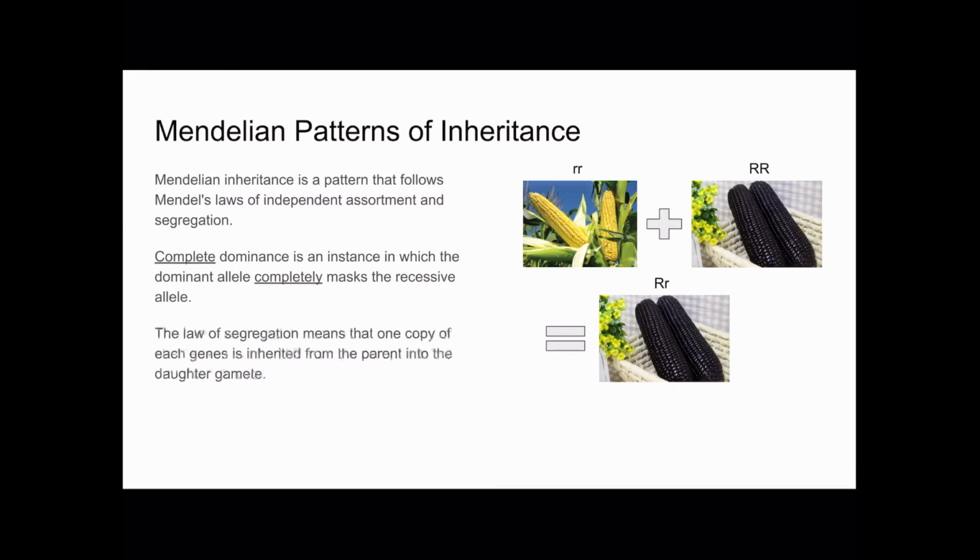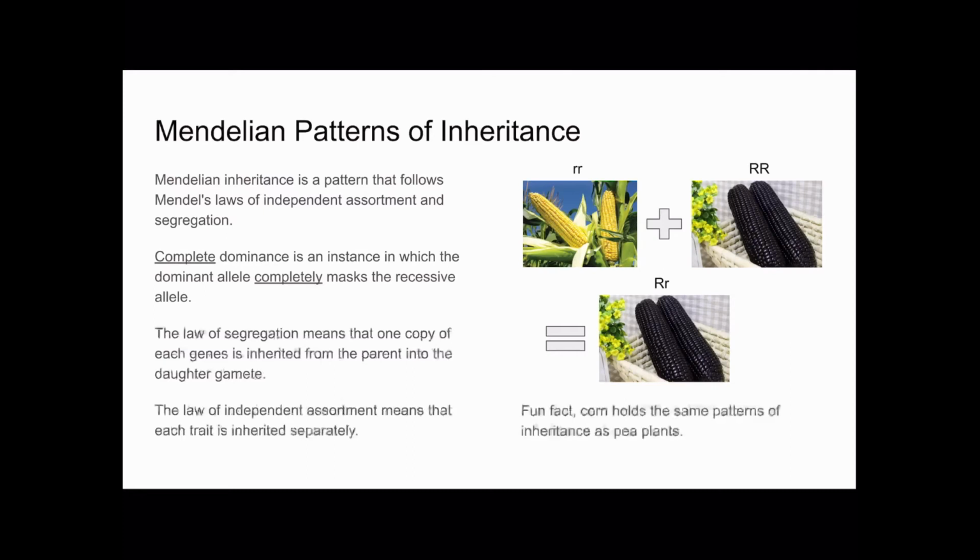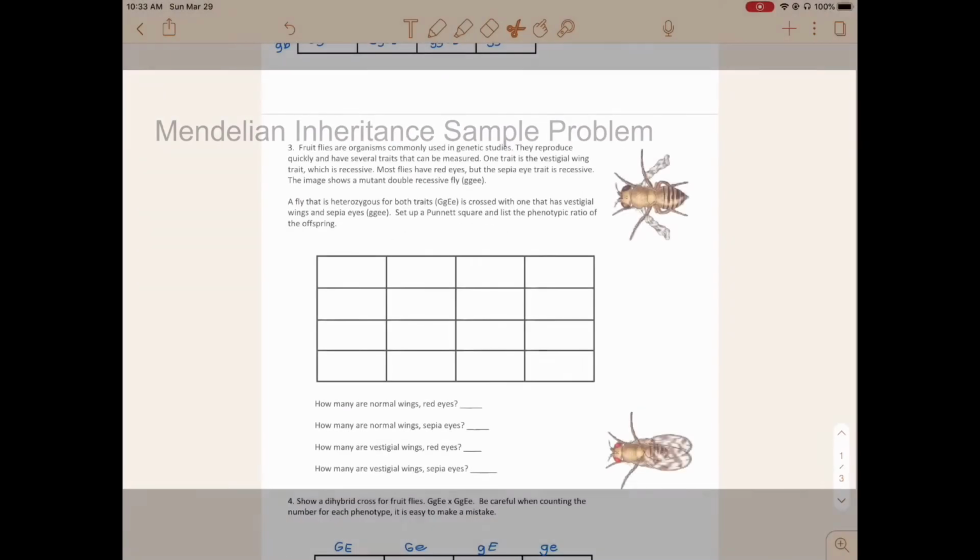In Mendel's experiments on pea plants, he found that traits did not come from one specific parent, but rather one copy of a gene is inherited from the parents and shows up in the child based on the gene-specific patterns of inheritance. The law of independent assortment states that two phenotypic characteristics are not linked and are inherited separately. And fun fact, corn holds the same patterns of inheritance as pea plants.